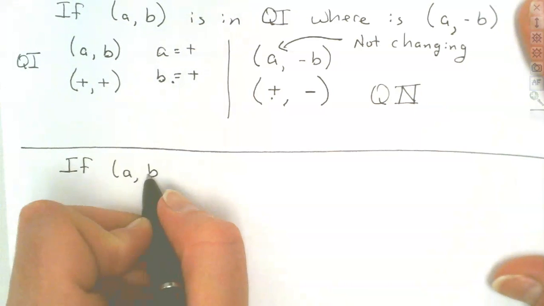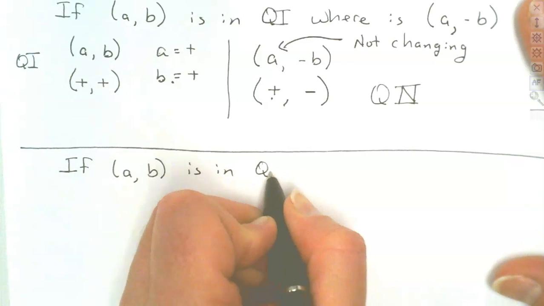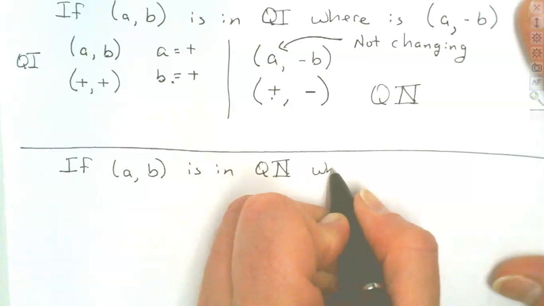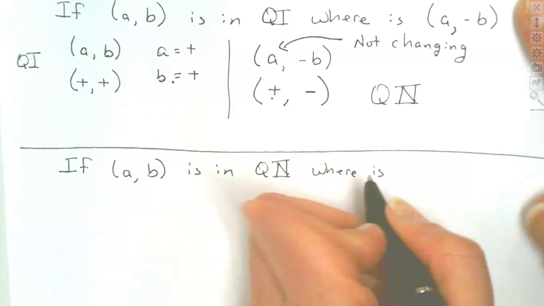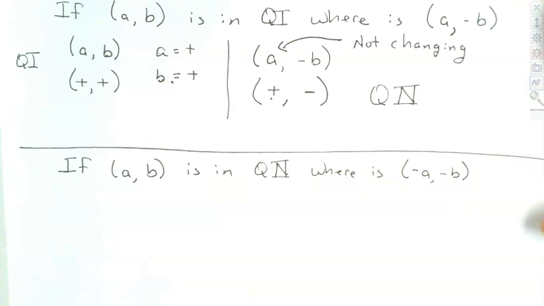So let's say if AB is in quadrant 4, where is negative A, negative B?